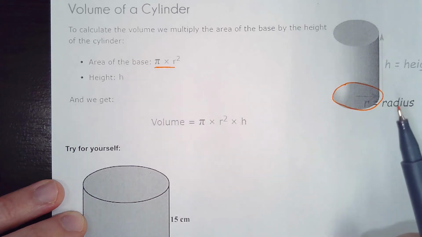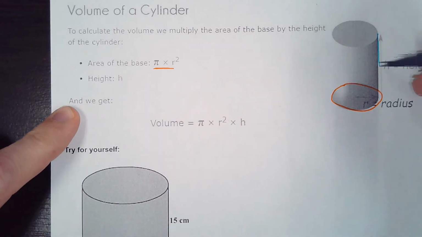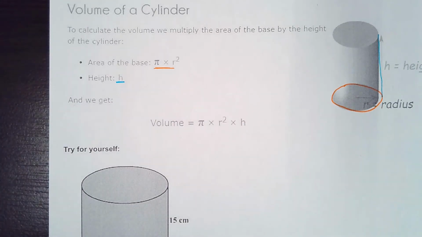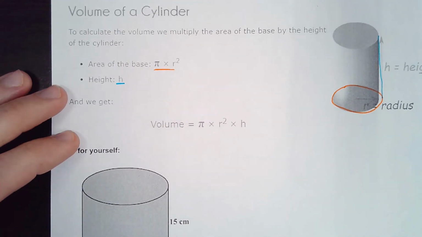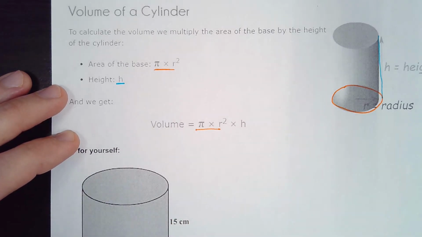And then we also need to find the height of this object. So the height of our object here, you're going to think of it as the distance between those two circles. That's our height. The formula for the volume is pi times r squared times the height. So put those two things together and multiply them out.